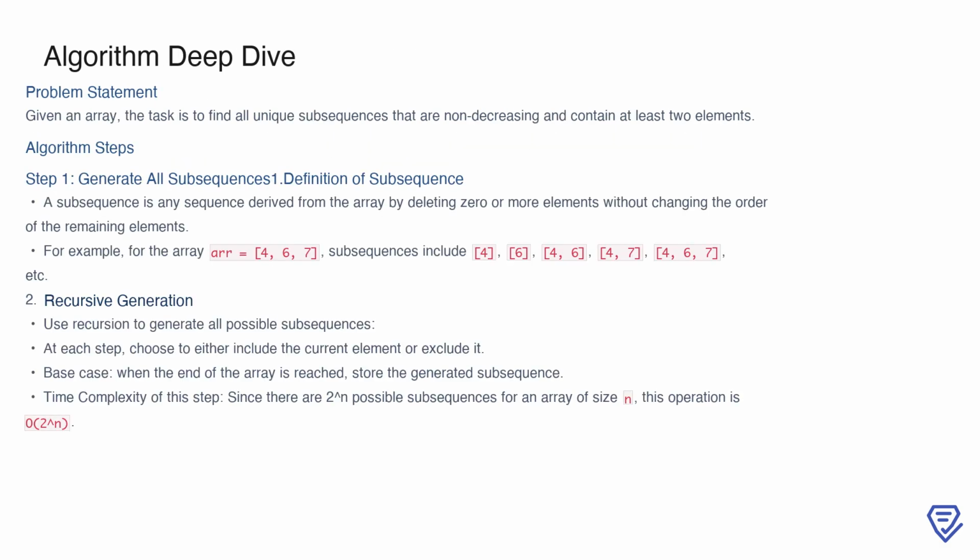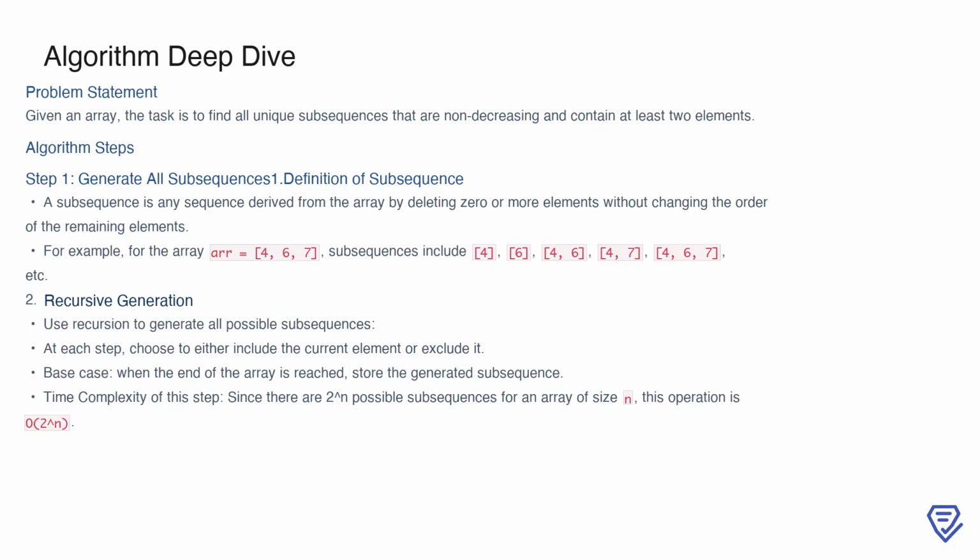Once we have all possible subsequences, we need to filter out the ones that don't meet the problem's criteria. A valid subsequence must have a length of at least 2 and be strictly increasing. To enforce these rules, we iterate through the collection of generated subsequences and use a helper function to check if each one is strictly increasing. Any subsequence that fails either condition is discarded. This ensures that only valid subsequences are considered for the final output.